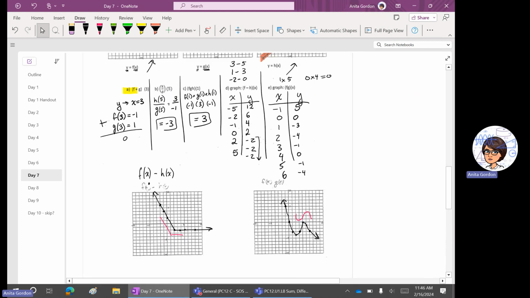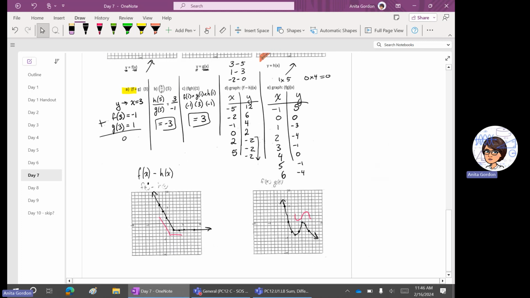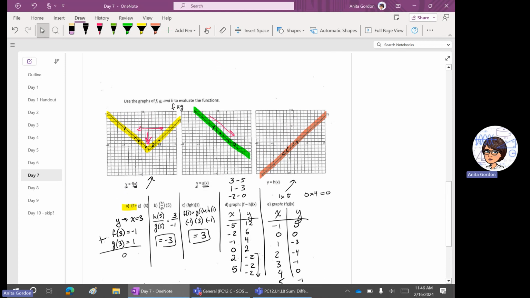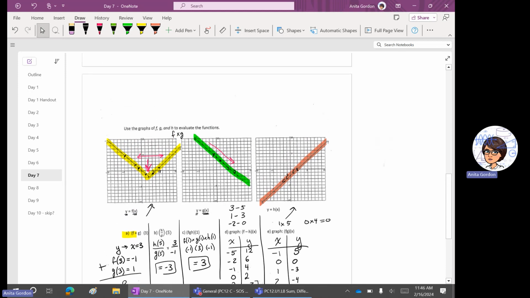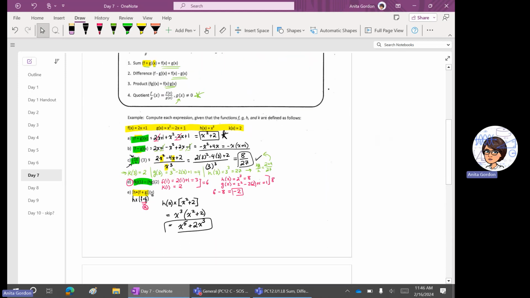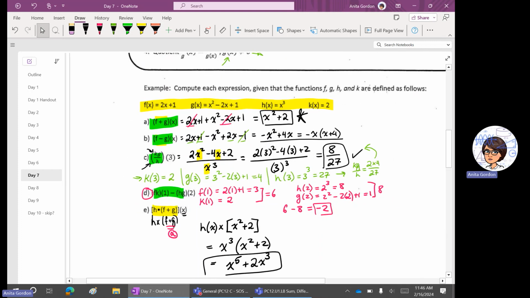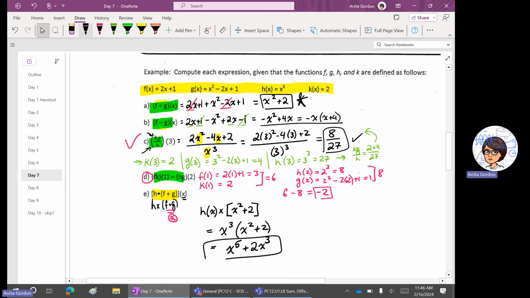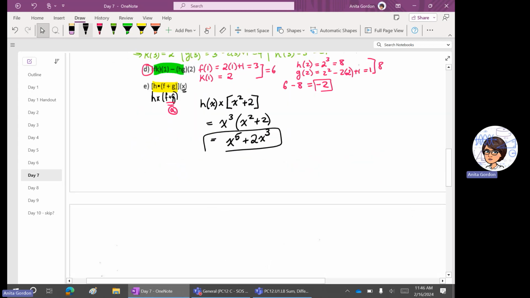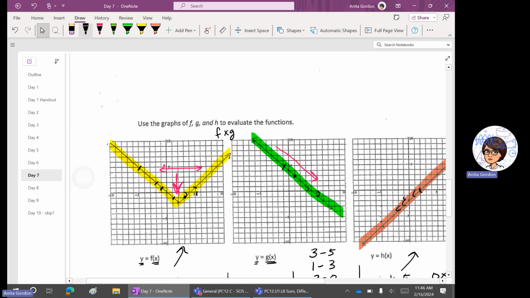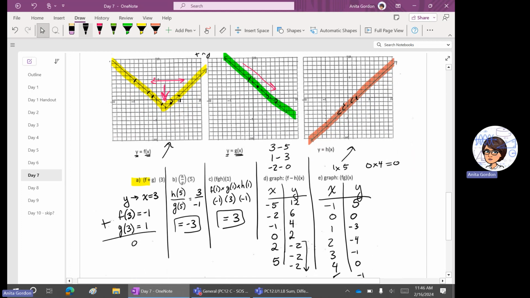All right, so this is combining functions with either adding, subtracting, multiplying, or dividing. We should be able to do it numerically or algebraically. We should be able to solve algebraically given a number. There's 2 different methods that I showed you here. And you should be able to do it from a graph.